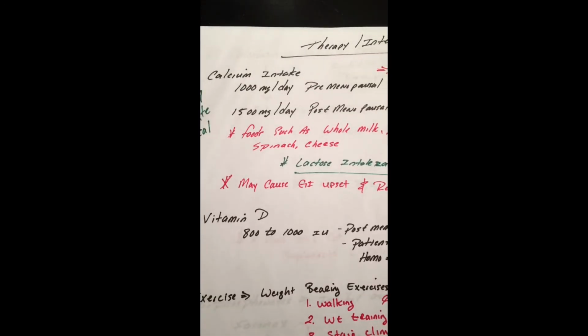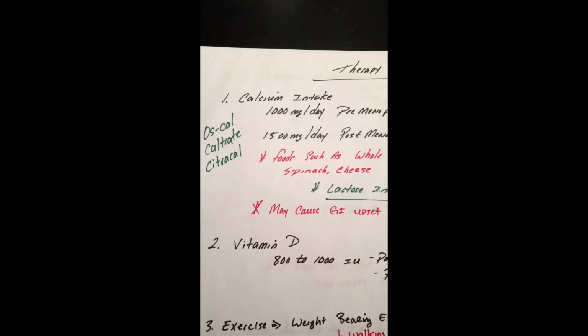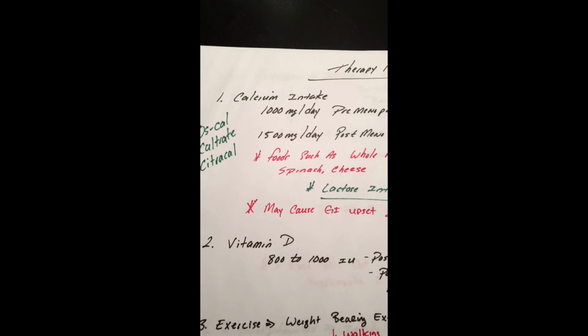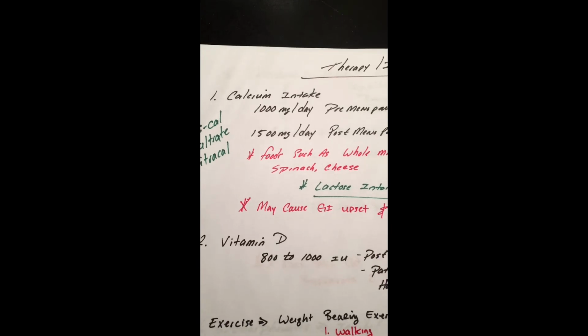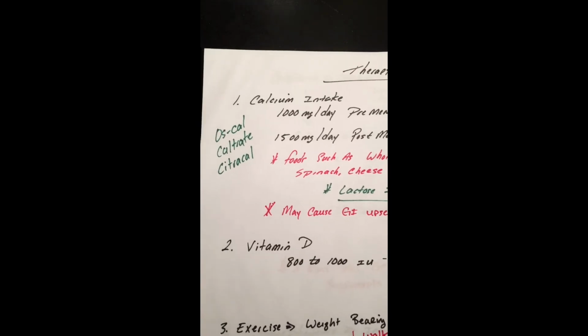So let's move on to some therapy and interventions. Number one thing that will most likely be done is the patient will be put on some kind of calcium supplement. Now, depending on the physician's orders, it may range from 1,000 milligrams per day to 15 milligrams per day. Again, this will be determined by whether the patient is pre- or postmenopausal. Calcium supplements may include something like Oscal, Caltrate, or Citracal.